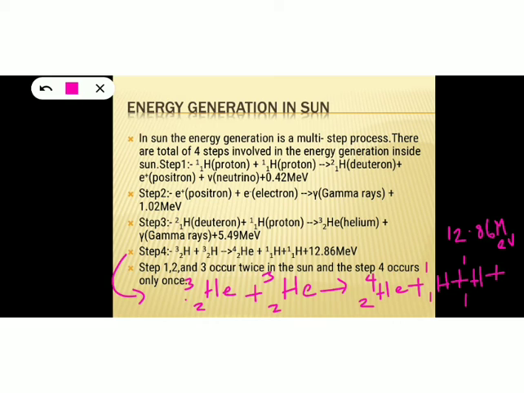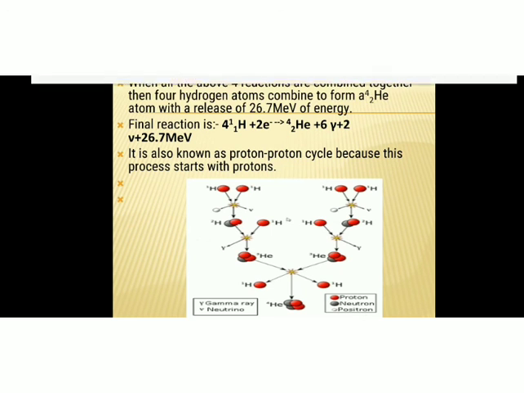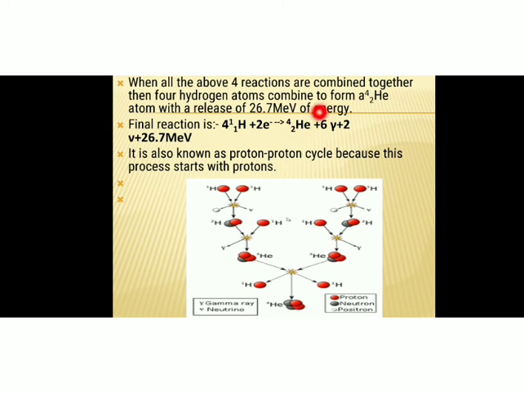Okay, so these are the 4 steps, and here step 1, step 2 and step 3 occur twice. They occur 2 times in the sun, and step 4 occurs only once in the sun. Now, when all the above reactions, that means step 1, step 2, step 3 and step 4 are combined together, then 4 hydrogen atoms combine to form a helium atom with the release of 26.7 mega electron volt of energy.